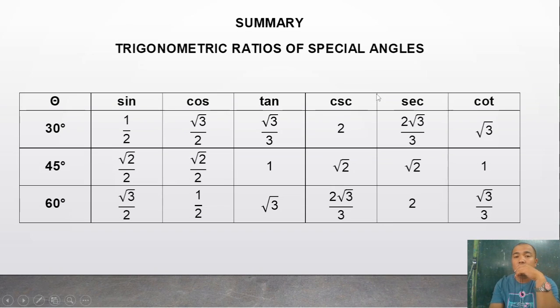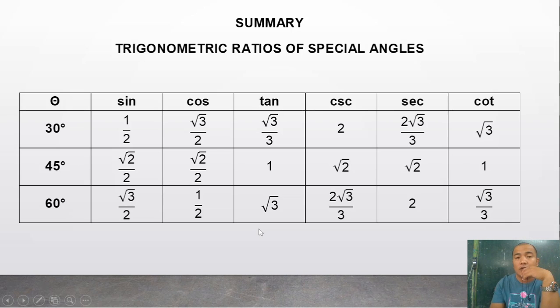Let us also have a recall on the trigonometric ratios of special angles. The special angles are 30 degrees, 45 degrees, and 60 degrees. This is the table that you can easily memorize. But if you cannot memorize it, at least memorize the right triangles whose angles are 30, 60, 90 and 45, 45, 90 degrees. Sine 30 degrees is 1 half, cosine 30 degrees is square root of 3 over 2, tangent 30 degrees is square root of 3 over 3, and so on. Likewise, sine 45 degrees is square root of 2 over 2, tangent 45 is 1, and cosine 60 degrees is square root of 3 over 2.